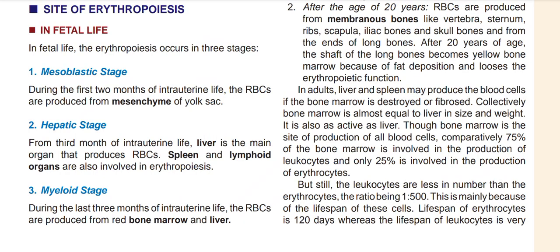Collectively, bone marrow is almost equal to the liver in size and weight. It is also as active as the liver. Though bone marrow is the main site of production of all blood cells, 75% of the bone marrow is involved in the production of leukocytes and only 25% is involved in the production of erythrocytes.